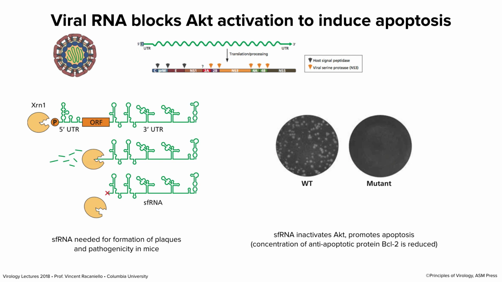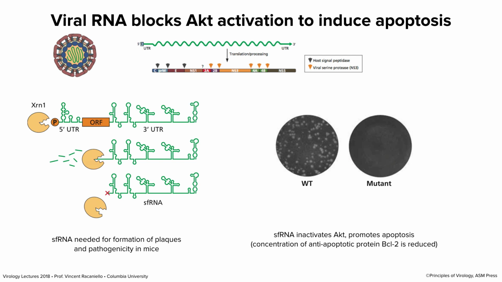You can mutate the genome to prevent the generation of this small RNA. You can make a small mutation in the 3' end, so XRN1 no longer will make this. Those viruses replicate fairly well in cell culture, but they don't form plaques. So here's a plaque assay with wild-type virus, and on the right is a mutant where this subgenomic RNA can't be made. It actually does replicate well, but it doesn't form plaques. And if you inject this virus into mice, it doesn't cause disease. So this small RNA is absolutely essential for killing cells and causing disease in mice.